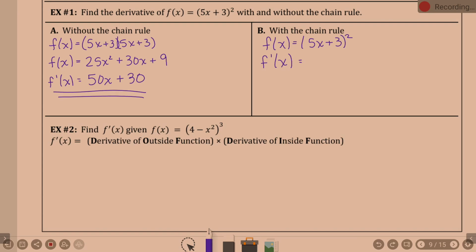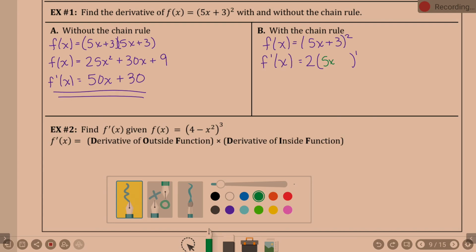This is something raised to the second power, yes? So the outside function is that something raised to the second power. How do you take the derivative of something raised to the second power? You move the 2 out front, yes? And then what's my exponent become? 1. 1, yes?